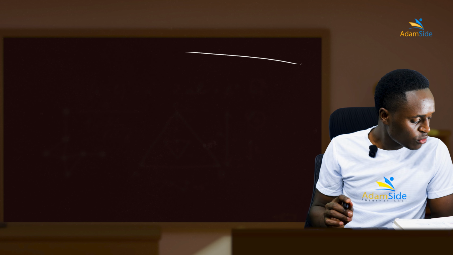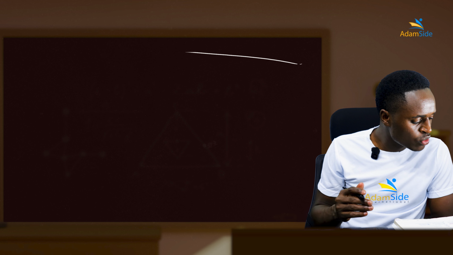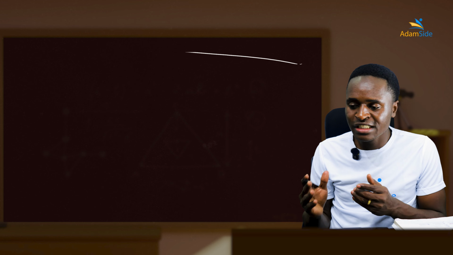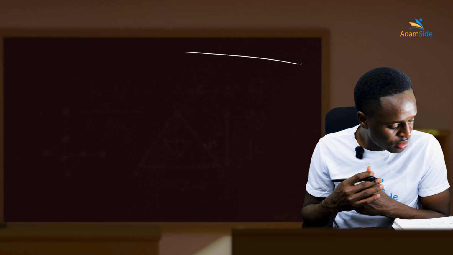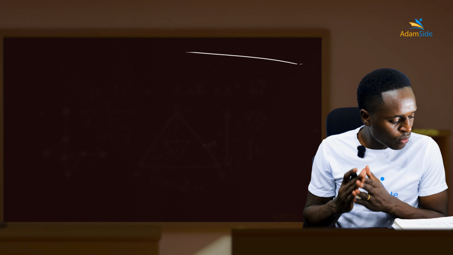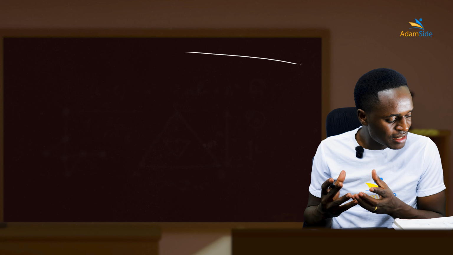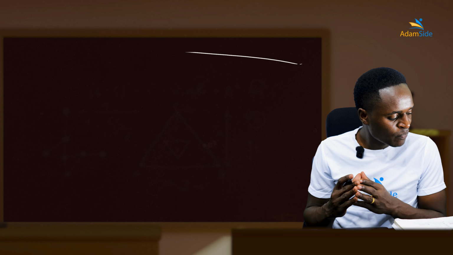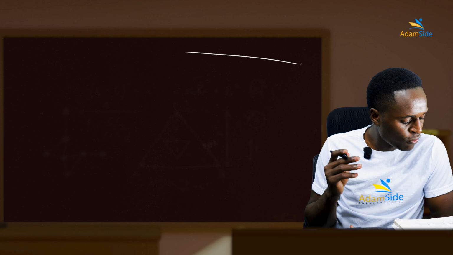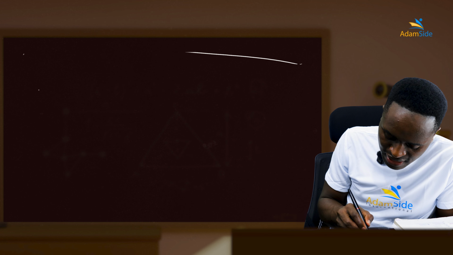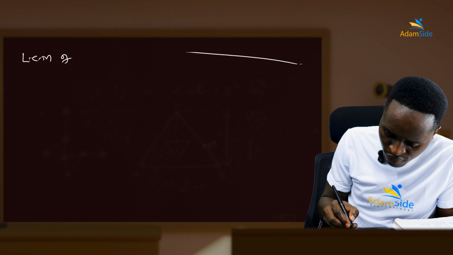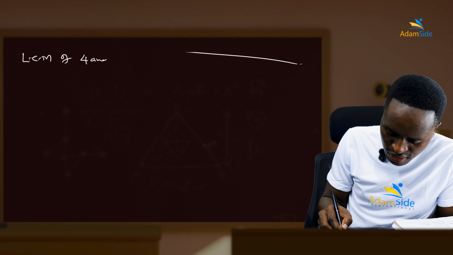To find the lowest common multiple of two or more numbers, it is the smallest number that is a multiple of all given numbers. So we understand the meaning of lowest common multiple: the smallest number that is a multiple of all the given numbers. For example, find the lowest common multiple, LCM, of 4 and 7.